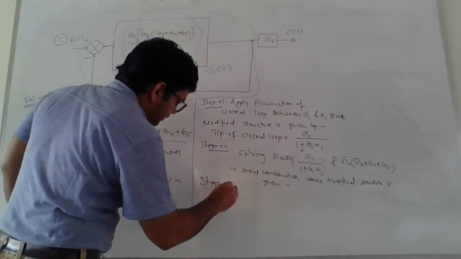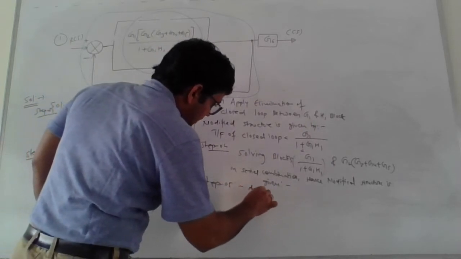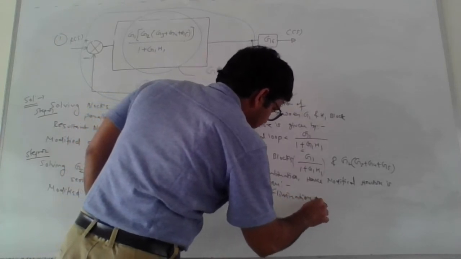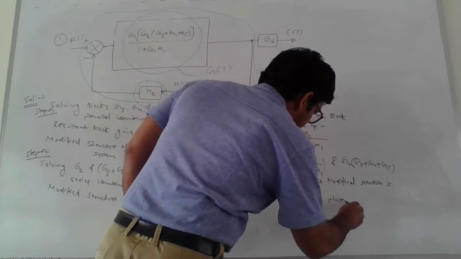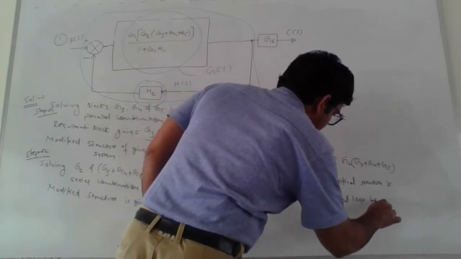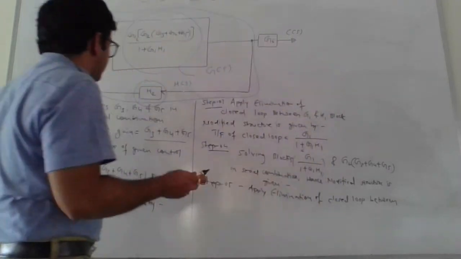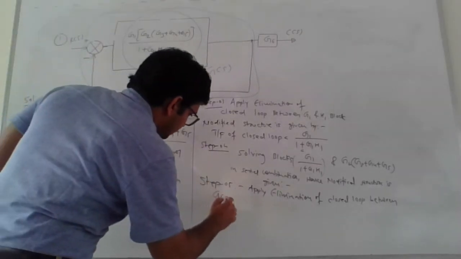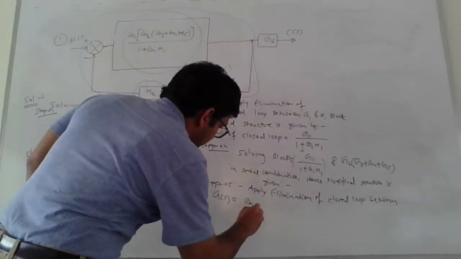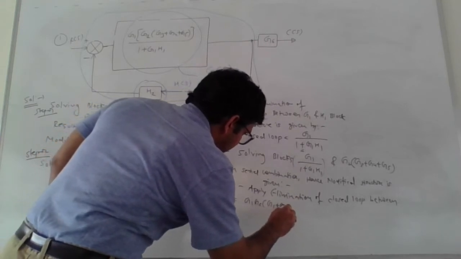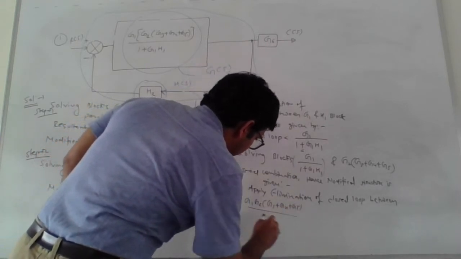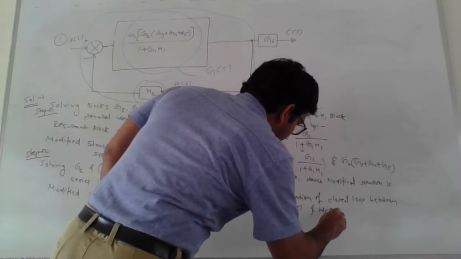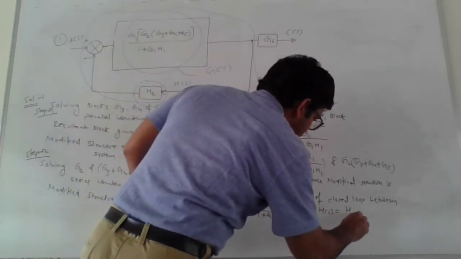So step number 5, apply elimination of closed loop between, now in between which two blocks we need to apply this logic. So between G of S, where G of S is nothing but G1 into G2 in bracket G3 plus G4 plus G5 whole divided by 1 plus G1 into H1, and H of S, where the value of H of S is nothing but H2.